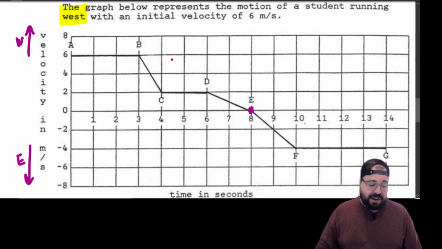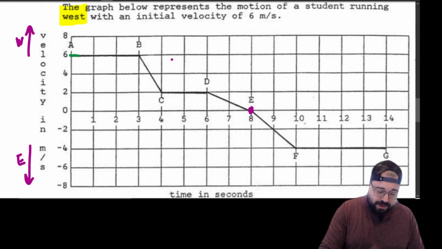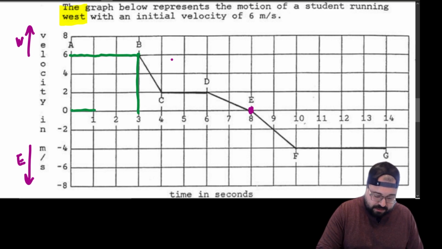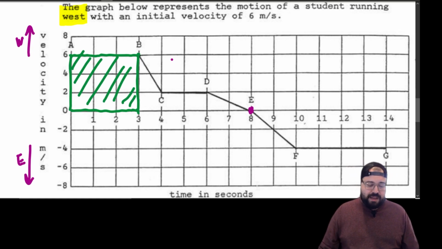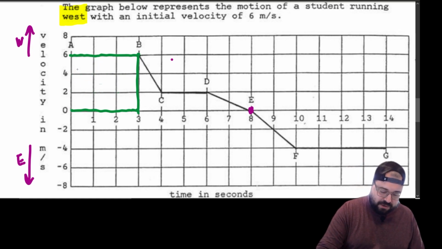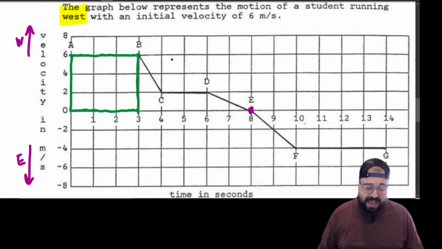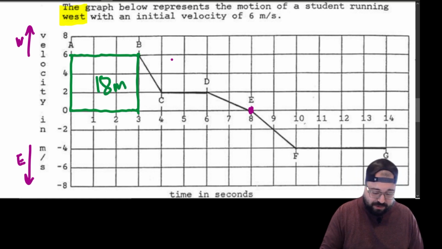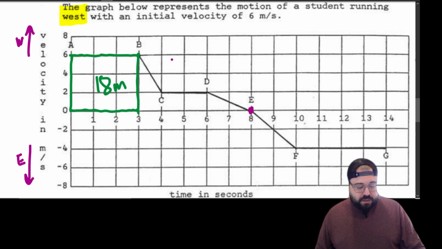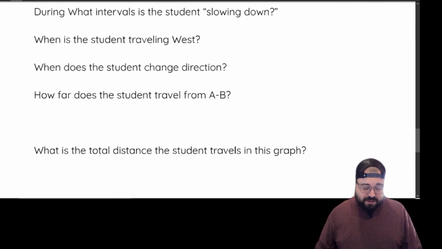So again, we've got to do our area trick. So from A to B, we go here to here, to here. So I'm finding the area of this rectangle here. Okay, and this one's pretty easy, guys. It's a rectangle, so here, maybe I'll just write it in here. This time the height of the rectangle is +6 and the width is 3. 6 times 3 is 18, so we're traveling 18 meters right here. Awesome, so we've got 18 meters.